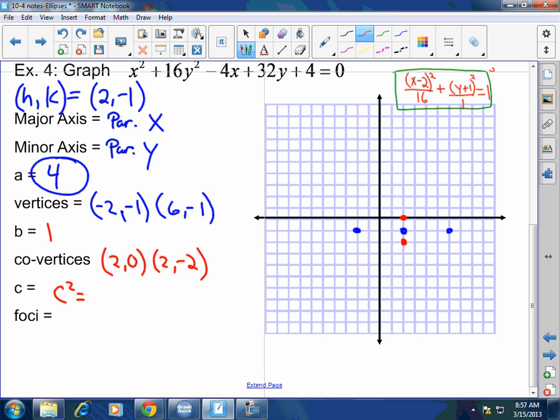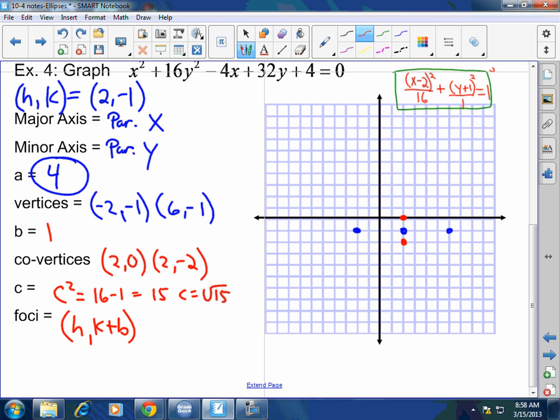c squared equals a squared minus b squared, which equals 15. So c equals the square root of 15. This is the only one you have to use the formula for. Okay? And the formula for this guy is, I believe, h plus k. No, h comma. No. This is a major axis. So it's h comma k plus b.